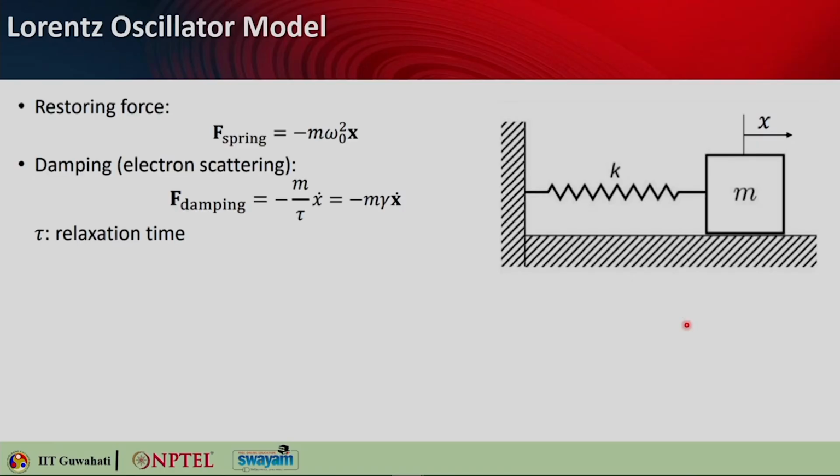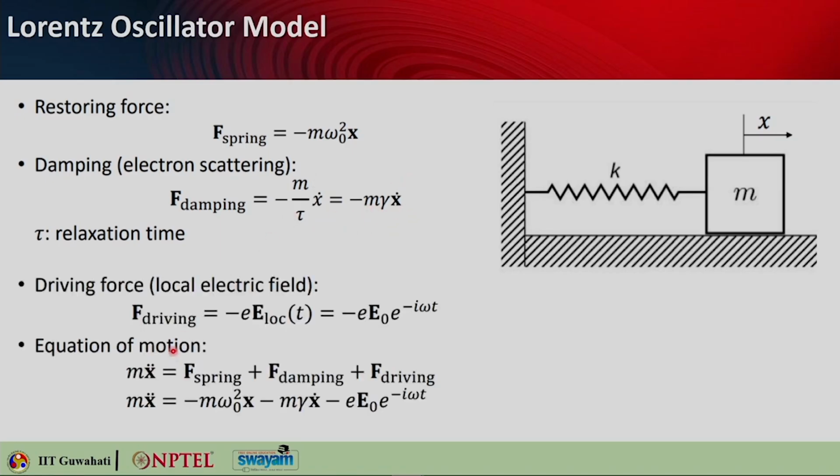Now, we can also write in terms of the restoring force. What is the restoring force here? The restoring force is minus m omega naught square x. You can write in terms of damping. The damping is minus m by tau x dot, where 1 by tau is basically the collision frequency and tau is the relaxation time. Or you can write minus m gamma x dot.